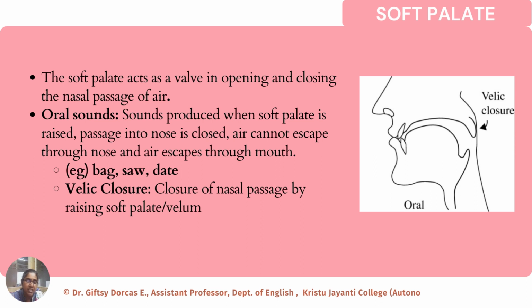So the soft palate acts as a valve in the opening and closing of the nasal passage of air, and with the help of this, oral sounds are produced. Sounds are produced when the soft palate is raised and the passage to the nose is closed, then air cannot escape through the nose, and so air has to go through the mouth. And so we see oral sounds are produced, like the initial sounds in bag, saw, date. So in all this, we see that the nasal passage is closed and the oral passage is opened, and then sounds are produced. And this is also called velic closure, because we have the closure of the nasal passage by the raising of the soft palate.